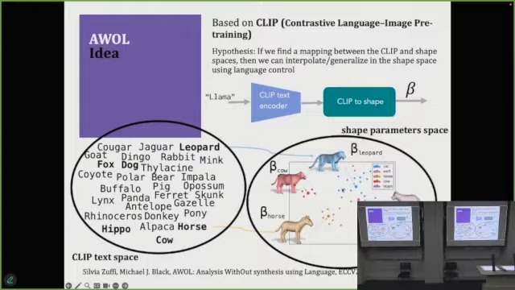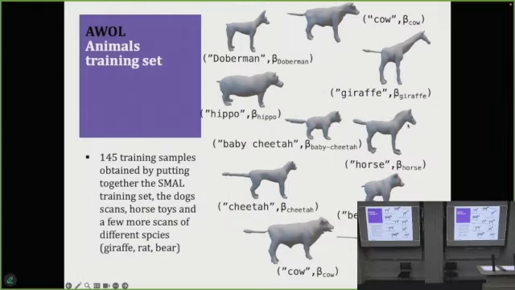That was the idea. The training set for training this AWOL is our set of toys. So we have the name, like cow, and the shape of the cow. Doberman: we have the dogs from the dog model. So we have more than 41. We took the 41 from the multi-animal model. We added the dogs, we added horses, we also added rat and bear. So at the end we had 145 training samples.